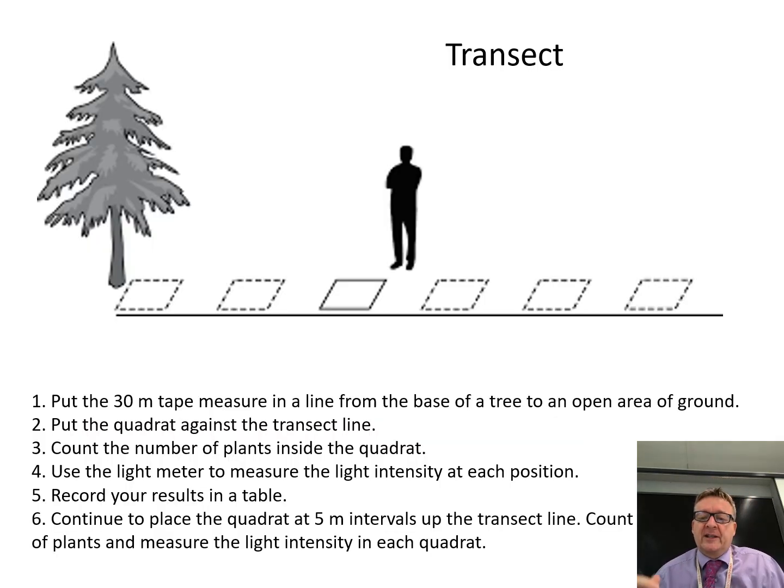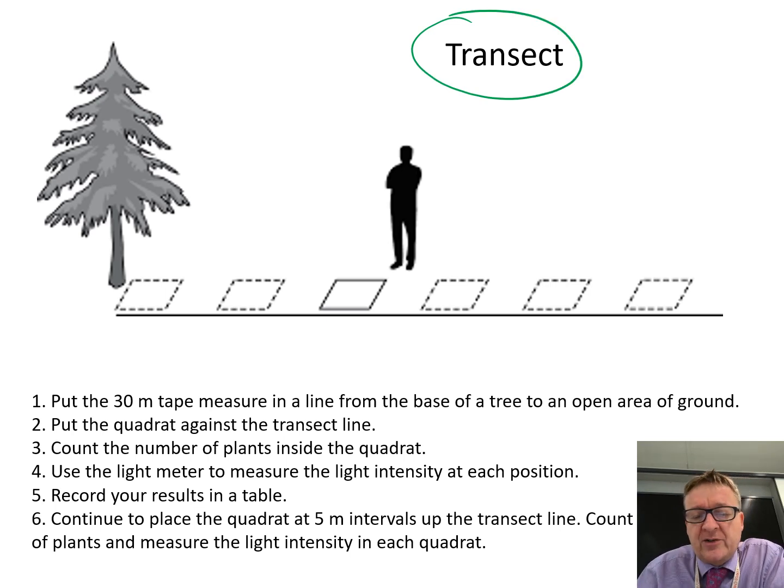The second example is something called a transect. Again, you use the quadrat device, but it's not quite the same. What you're looking for now is patterns. So rather than the total number in a field, you're looking for the pattern from one place to another.